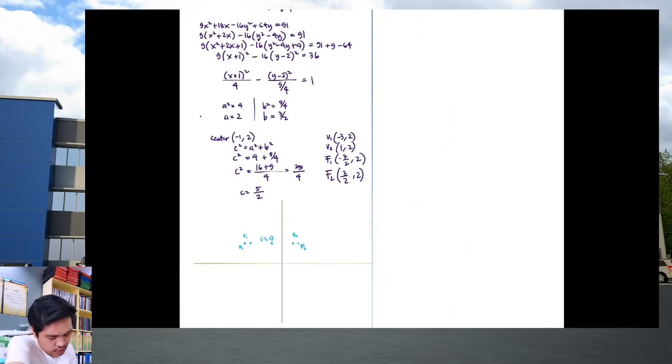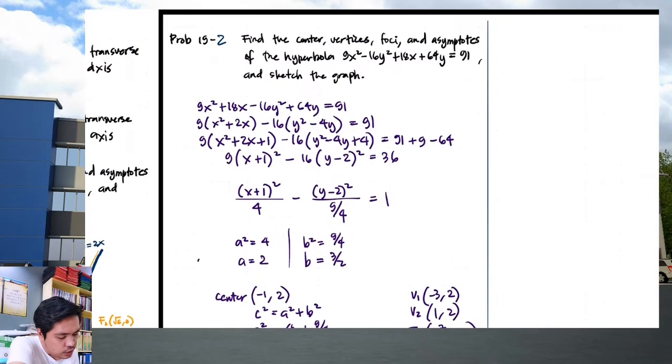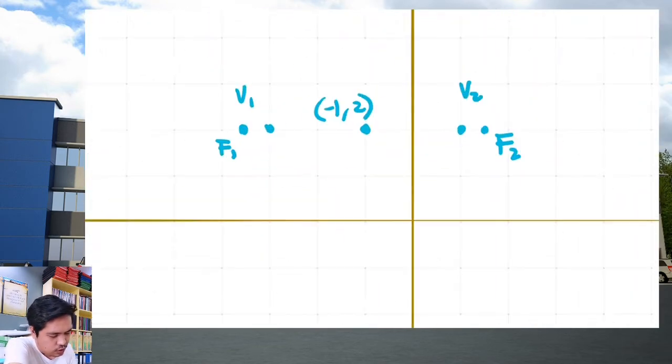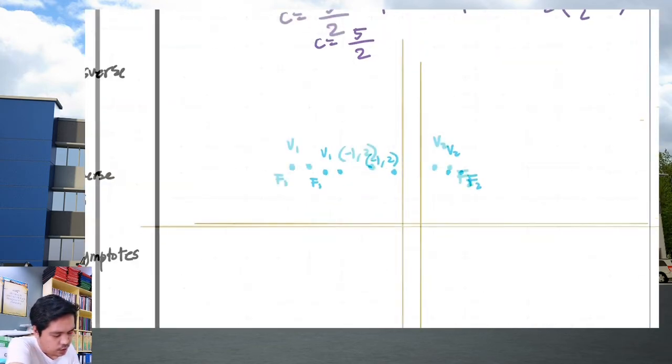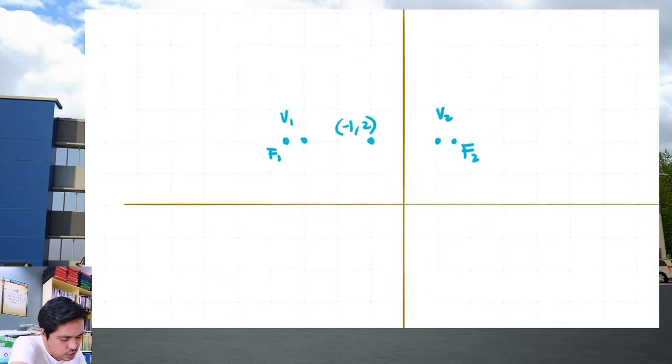Okay, this time, in order for us to get the equation of the asymptotes, i-plot muna natin, unahin muna natin pag-plot ng hyperbola. So, if this is now A, B is 3 halves unit above and below. So, from here, this is our vertex, we'll just move 3 halves, or that's 1.5 units. So, this one.